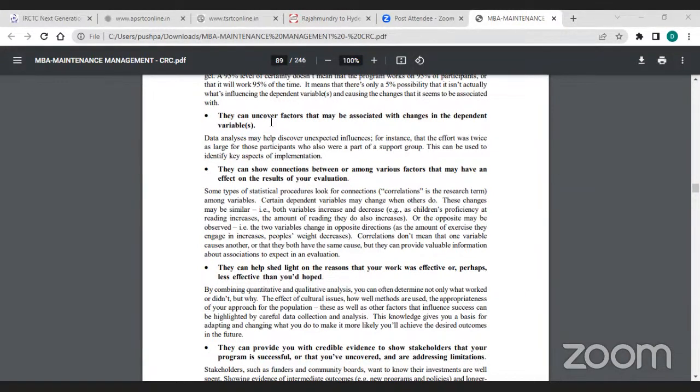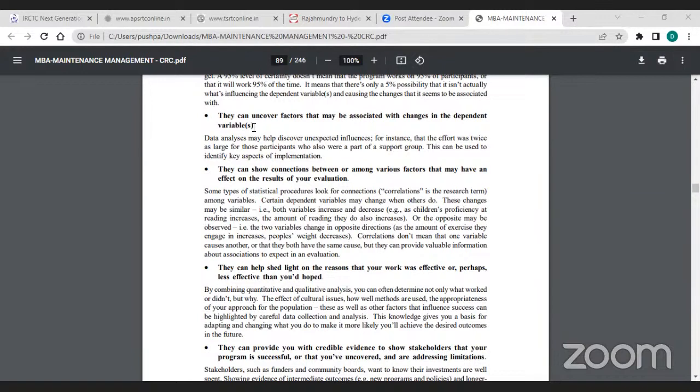Right. So what are the aspects that they will try to go on? They can uncover factors that may be associated with changes in the dependent variable. So they will try to explore, to discover the unexpected influences which are affecting the dependent variable. Dependent means what? It is dependent and it is getting affected. So it is getting changed. So what are the factors that are changing the dependent variables? They will try to explore all the factors that are associated with the dependent variables which keep changing.